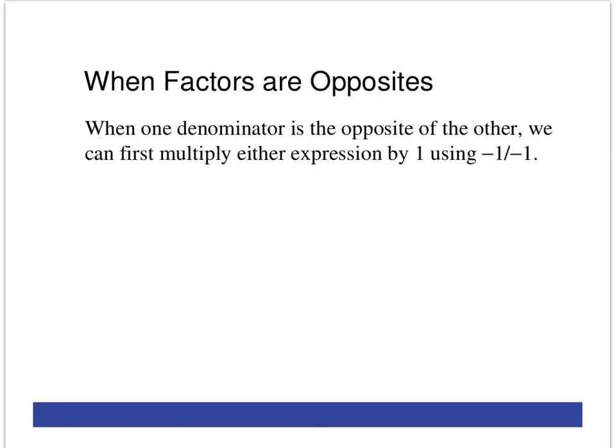When factors are opposite, then we're going to change it and multiply by negative 1 being divided by negative 1. When one denominator is the opposite of the other, we can first multiply either by the expression of 1 using negative 1 times negative 1.